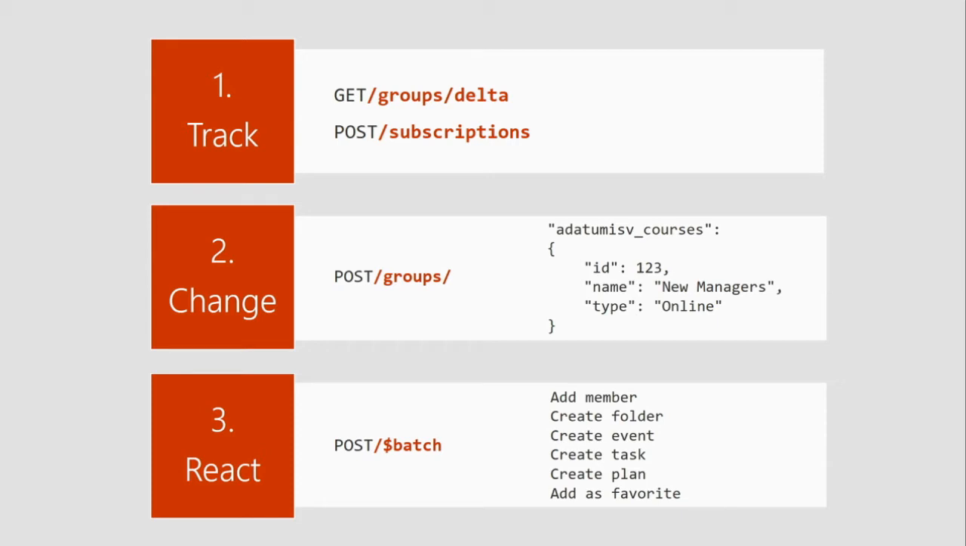In this case, we're going to extend the group with a specific set of metadata from an online course. And third, after the group is created, we're going to do a batch request that is going to add a whole bunch of information. So it's going to add a member, create a folder, an event, create a task, and then mark the group as favorite for that user.